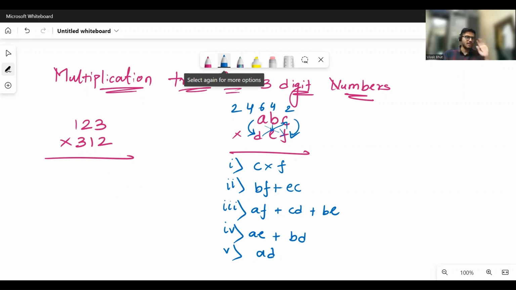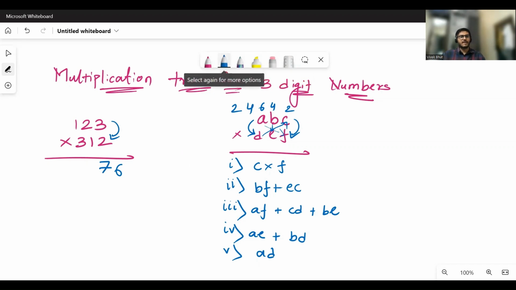Now we are going to follow the same process that we did for the previous product. Okay, nothing is going to change, nothing. Okay, let's start with the first step. C into F, which is 3 into 2, is going to be 6 as it is. Isn't that so simple? Okay. Second step, BF plus EC. That means 2 times 2 is 4, 1 times 3 is 3, and 4 plus 3 is 7. So that was the second step. Very simple. Let's go to the third step.